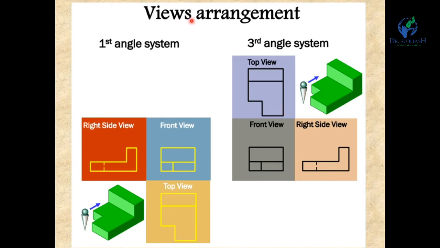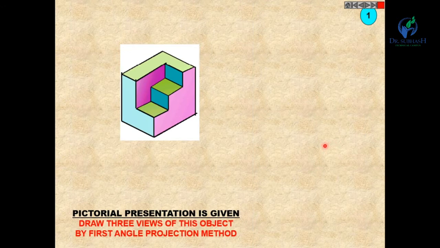Now, views arrangement here as discussed earlier, in first angle projection method, here is our object. So front view is above xy line, top view is below xy line, and right hand side view is left of the front view. And in third angle projection method, the front view is below xy line, top view is above xy line, and right hand side view is right of the front view. Now let us solve some examples.